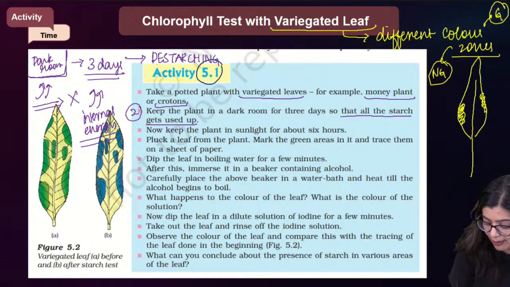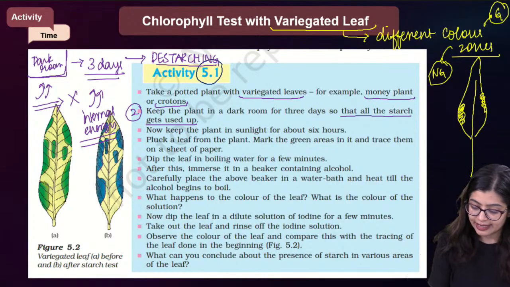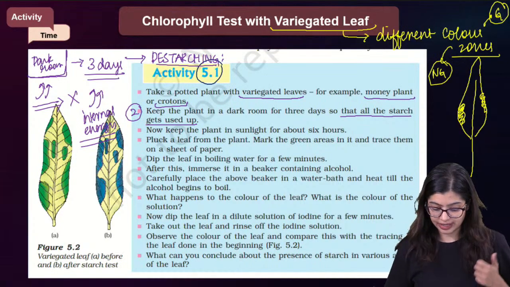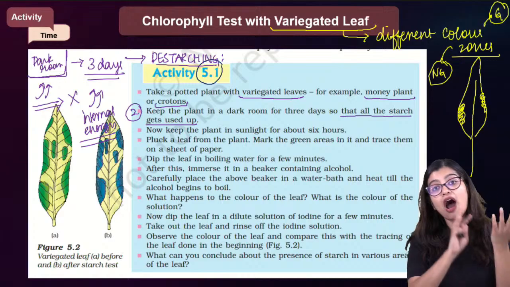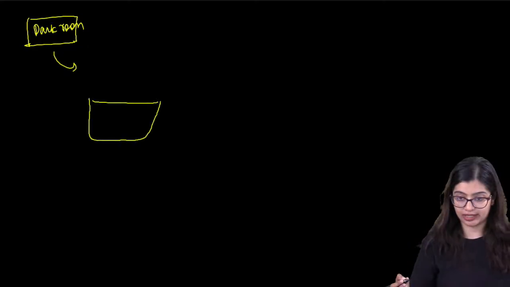What do we call this step? We call this step the de-starching step. De-starching is the process of using up all the starch. Yes? Now after de-starching, what have I done? I have taken a variegated leaf and kept it in a dark room. Okay, I have done destarching, and now it is a destarched potted plant.